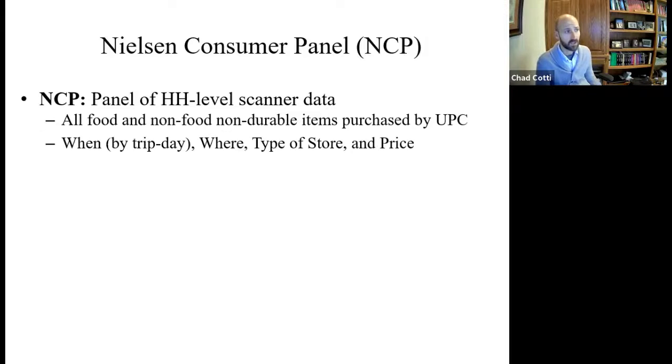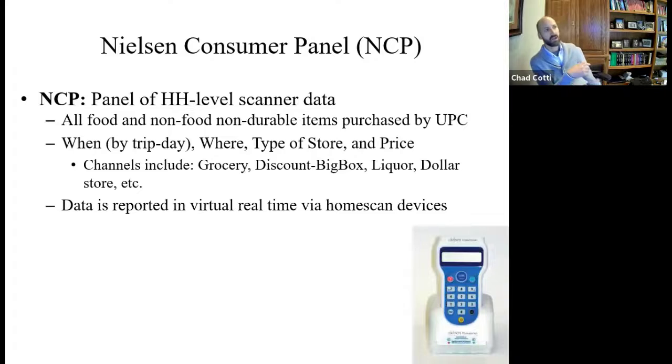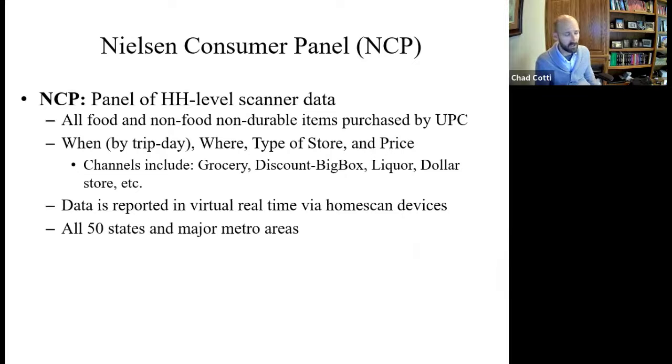So it's very specific. It gives us information of when the items were purchased, where the items were purchased, the type of store, the price. And so lots of different channels are provided. Examples are grocery store purchases, discount big box purchases, liquor stores, dollar stores, etc. The data is reported in basically virtual real time with these home scan devices that Nielsen issues to its participants. It kind of looks like a fancy calculator. And the newer ones, I think, are actually just a smartphone app. But it's all 50 states and major metro areas.